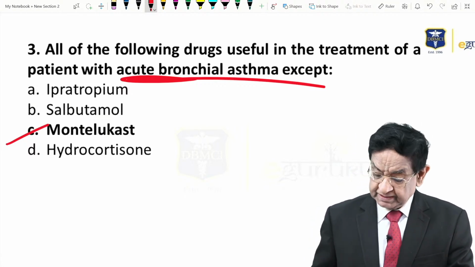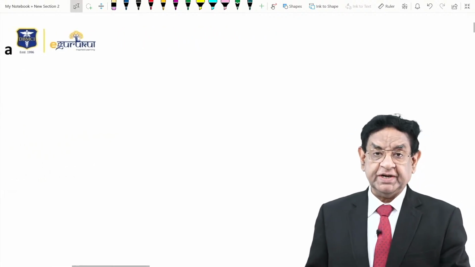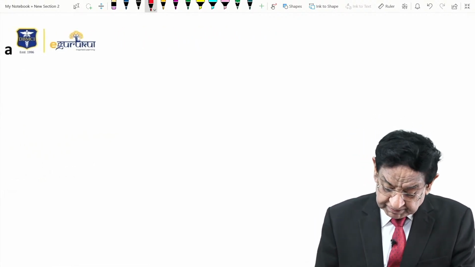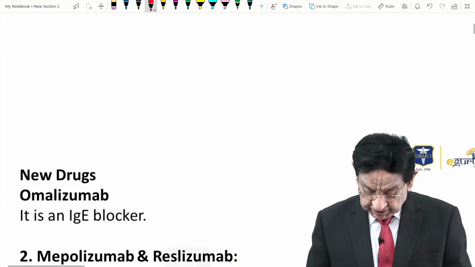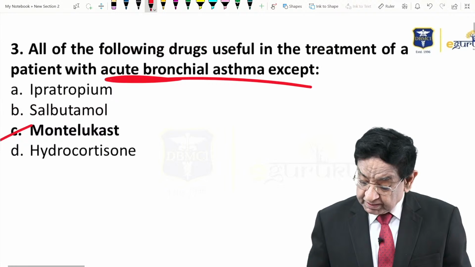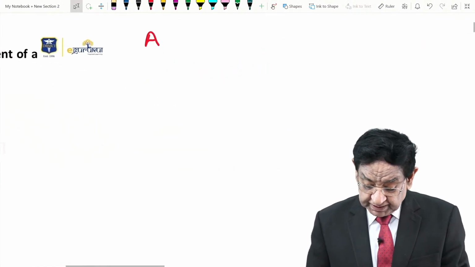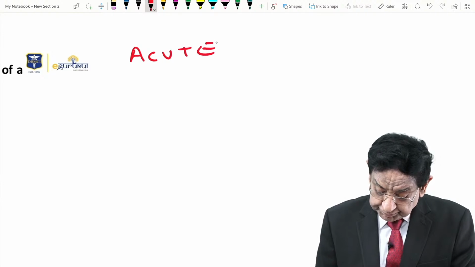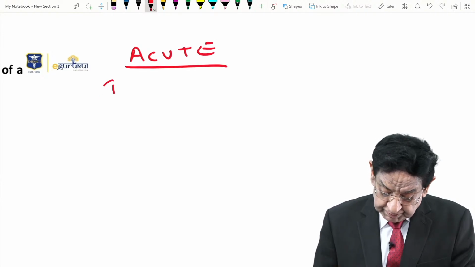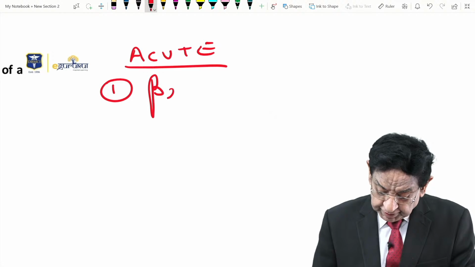So let's learn the basic concept. What are the drugs that we use in acute asthma? In acute asthma, the drugs that we use are beta-2 agonists.